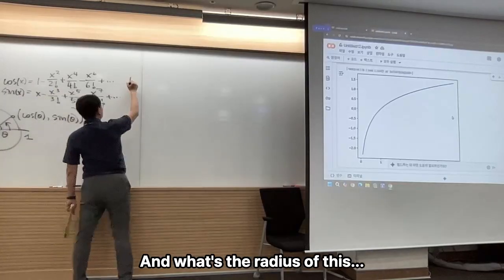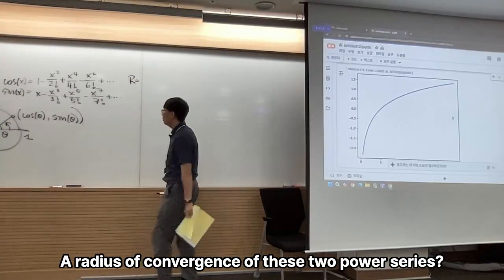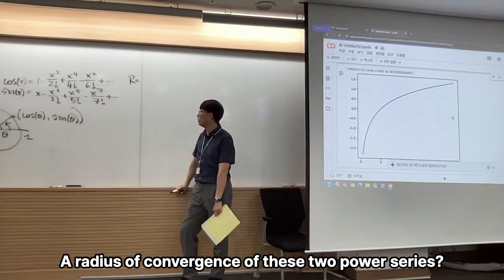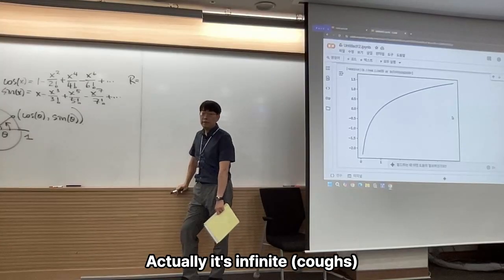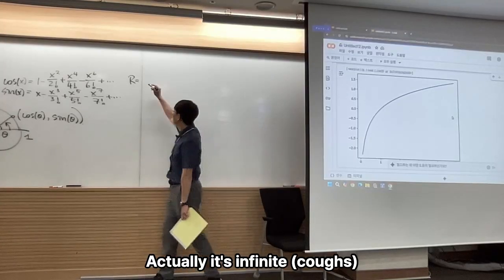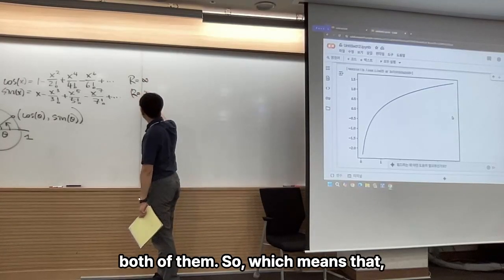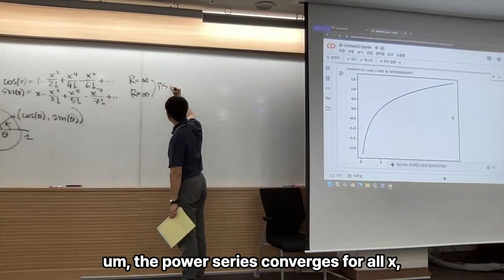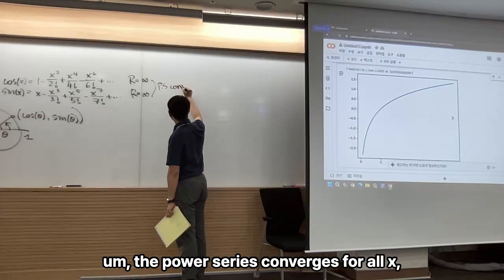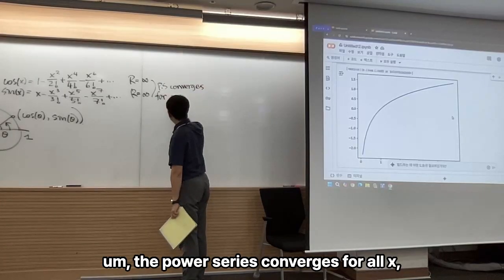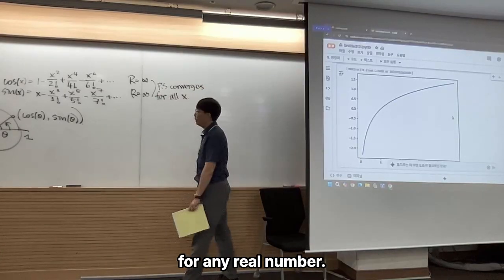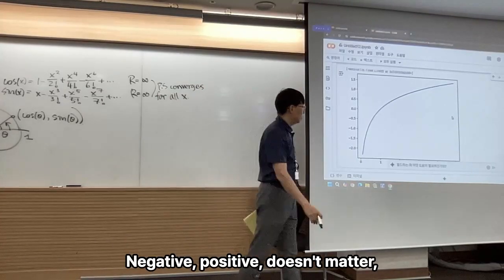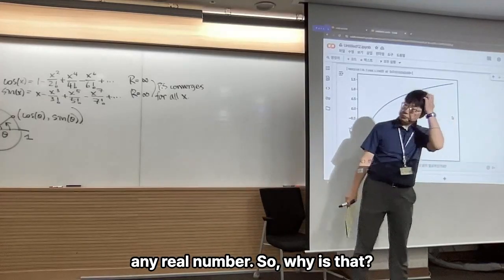And what's the radius of convergence of these two power series? Actually, it's infinite, for both of them. So it means that the power series converges for all x, for any real number, negative, positive, doesn't matter, any real number.